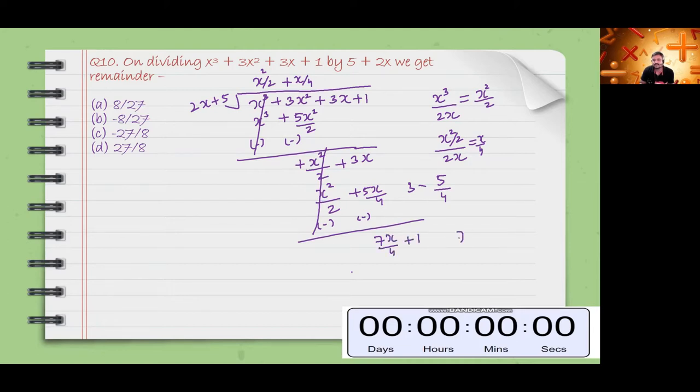Okay. Now 7x by 4 upon 2x. So what will it come? x and x will get cancelled and it will come 7 upon 8. So plus 7 upon 8. After multiplying this, it will come 7x upon 4 plus 7 fives are 35 upon 8. Okay, this minus sign, this will get cancelled. So 1 minus 35.